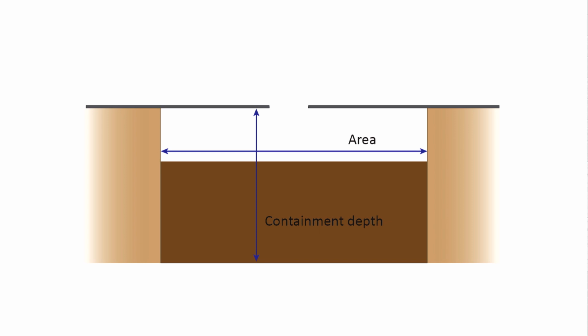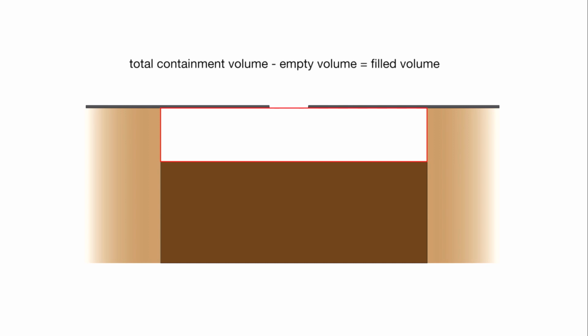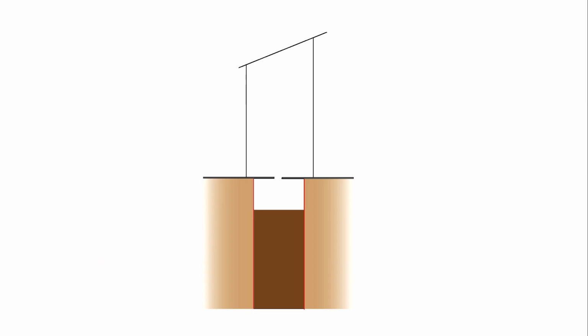It uses the area and containment depth to calculate the total containment volume. It then subtracts the empty volume from the total containment volume to calculate the filled volume. It assumes that the walls of the containment are straight. Even if in reality this might not always be the case, the error in the final measurement is relatively minor.